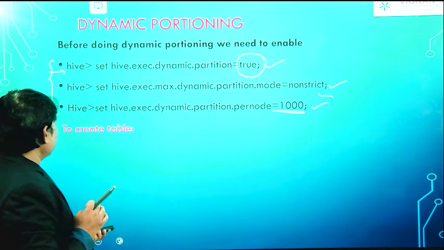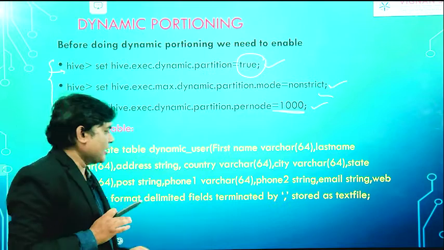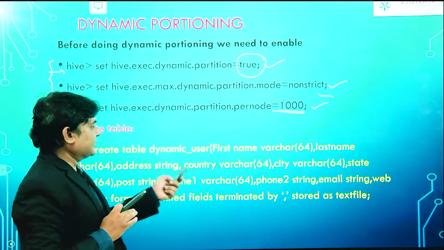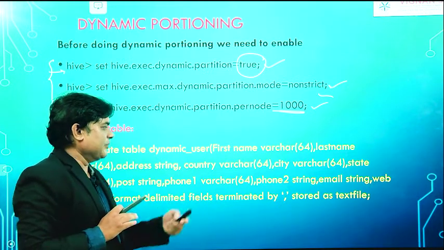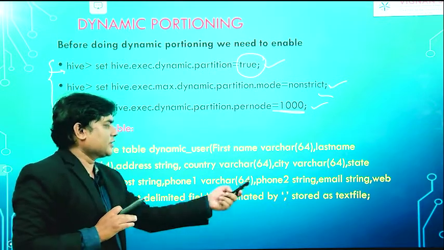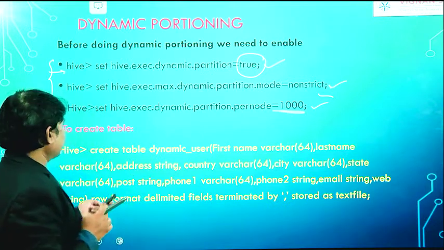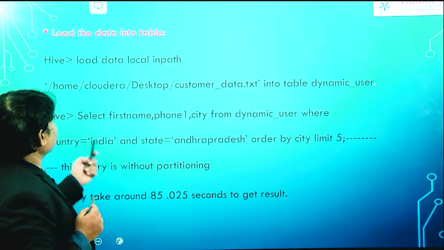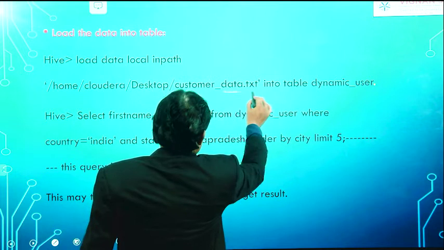Now I'm creating the table in the same way we always create. I'm creating a table called dynamic_user, and I'm specifying the fields with data types: first name, last name, address, country, city, state, post office, phone, phone2, email, web, row format delimited by comma, stored as text file. So you are going to store it as a text file, and the table name is dynamic_user. Then I am going to load data into that table, and the file name is data.txt.